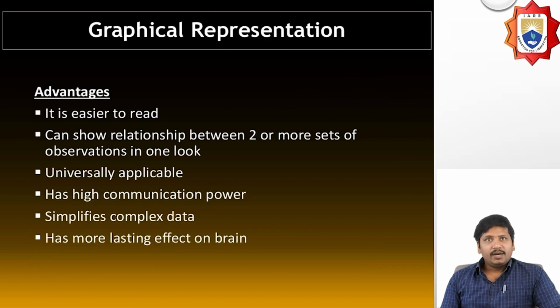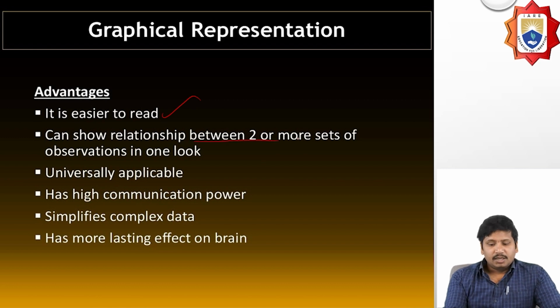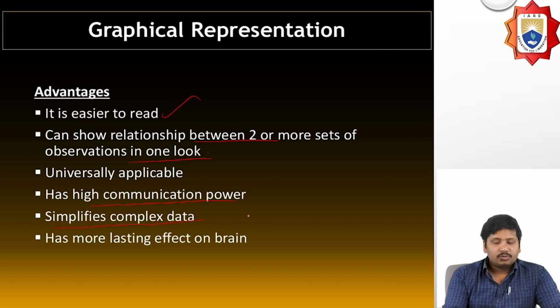So what are the advantages of this graphical representation? It is easier to read, and it establishes a relationship between two or more sets of observations in one look, and it is universally applicable, and it has high communication power, and it simplifies the complex data and also has a more lasting effect on the brain. So the advantages are very useful when compared to the text and then tables.